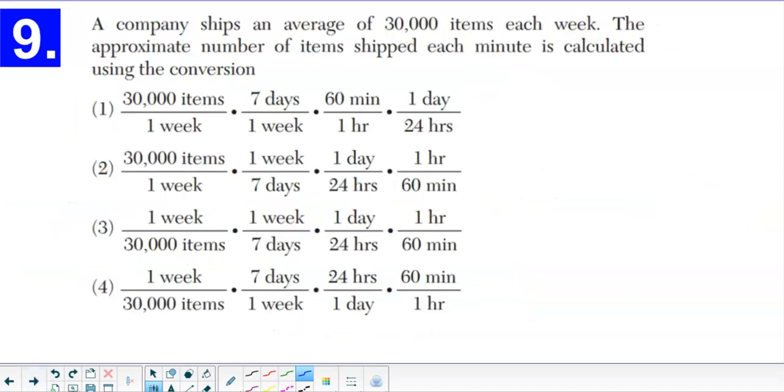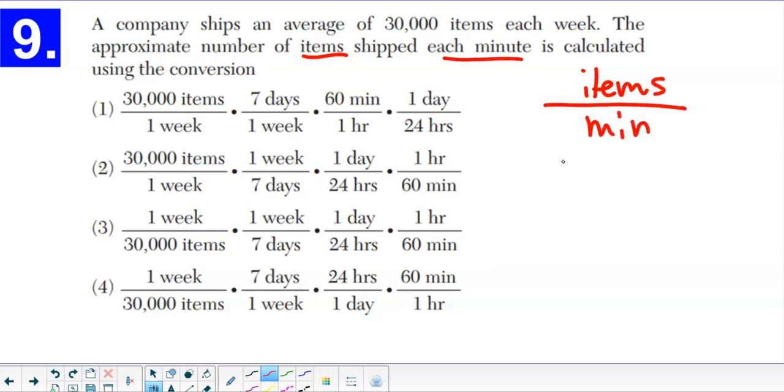Number 9. A company ships an average of 30,000 items each week. The approximate number of items shipped each minute is calculated using which conversion? All right, the only way for a calculation to be complete is for items to be on the top and minutes to be on the bottom after we find things that can cancel out with each other.